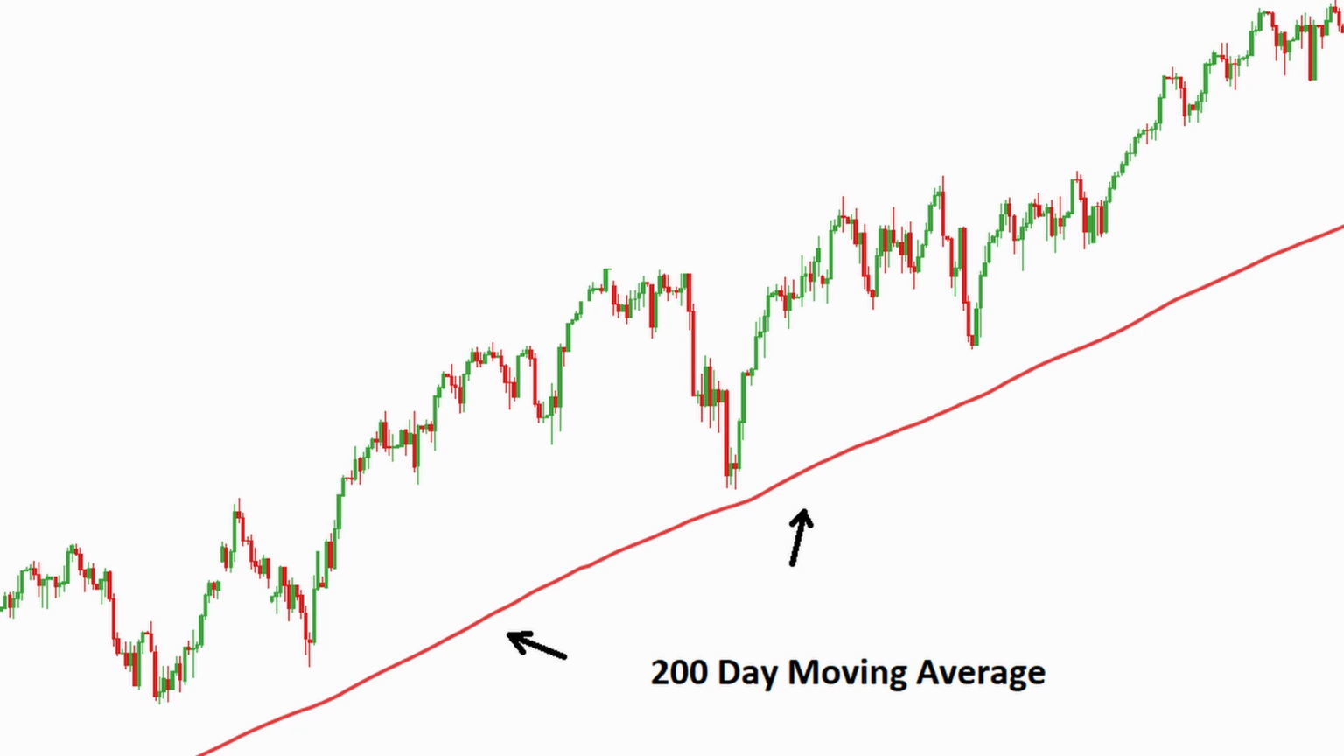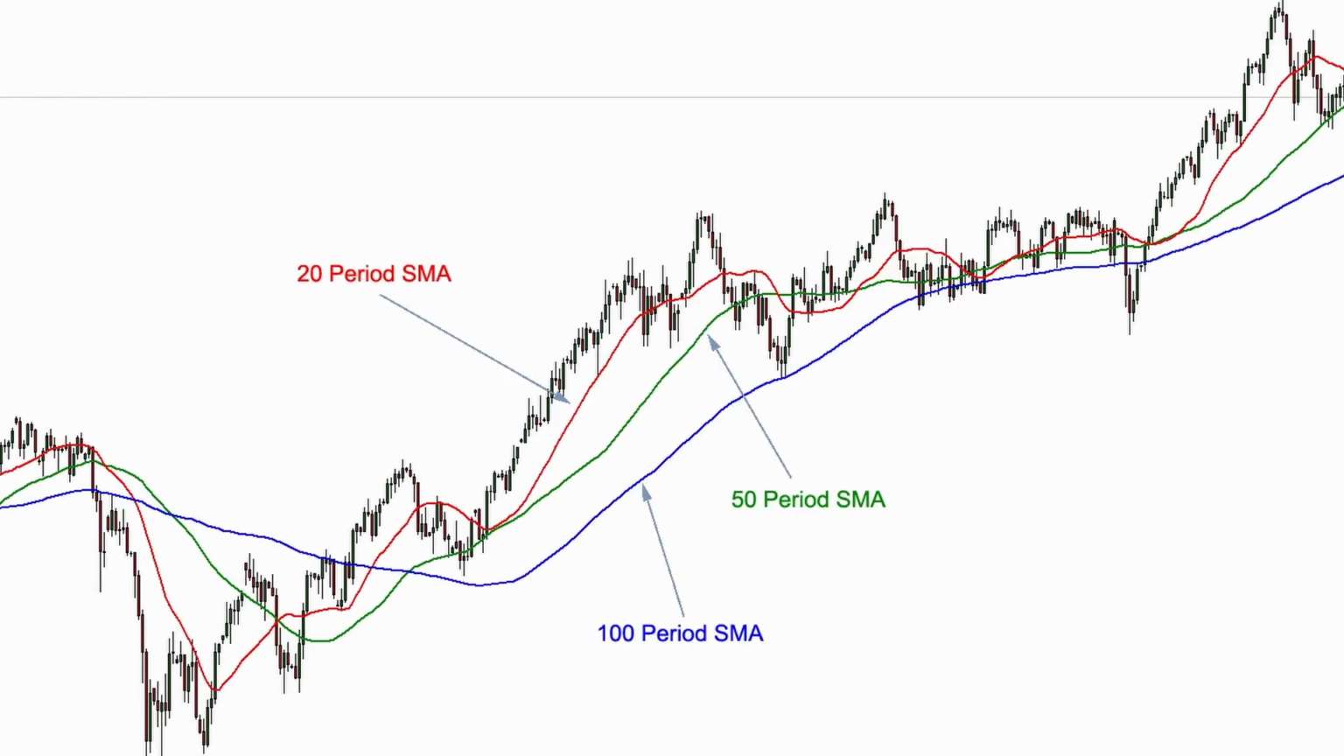There are three main types of moving averages. The simple moving average, SMA, calculates the arithmetic mean of a given set of prices over a specific number of days. For example, a 20-day SMA adds up the closing prices of the last 20 days and divides by 20.